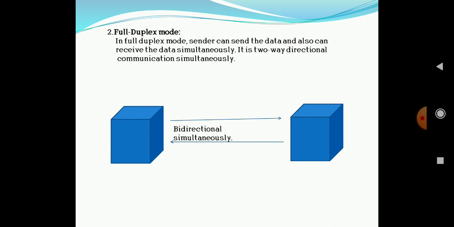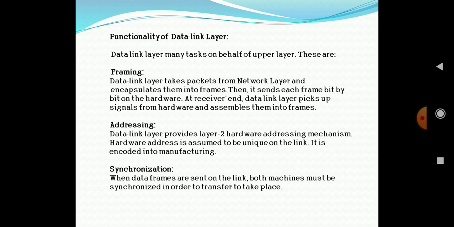Full duplex mode. In full duplex mode, sender can send the data and also can receive the data simultaneously. It is two-way directional communication simultaneously. These are the services of the data link layer.